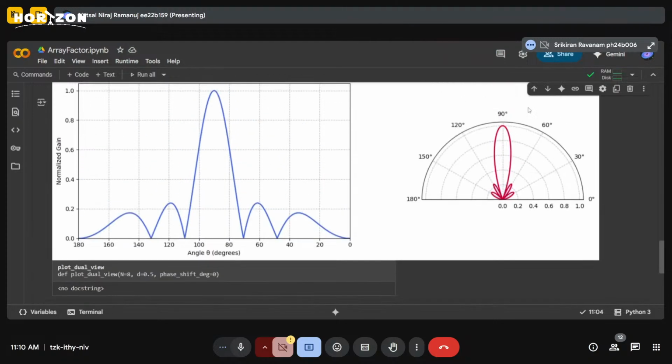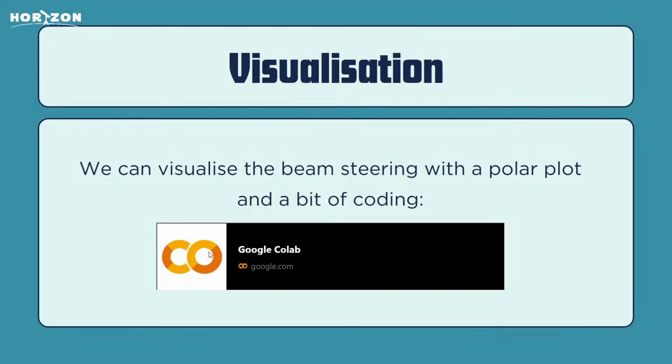Yeah, so I'll stop sharing my screen. You can continue with the presentation now. Yep, I am trying to change the slide. Can you change the slide?